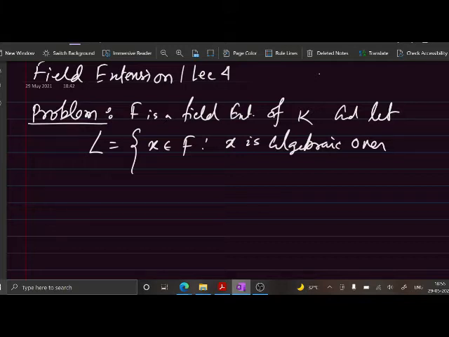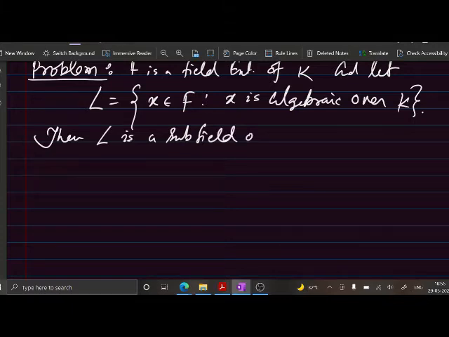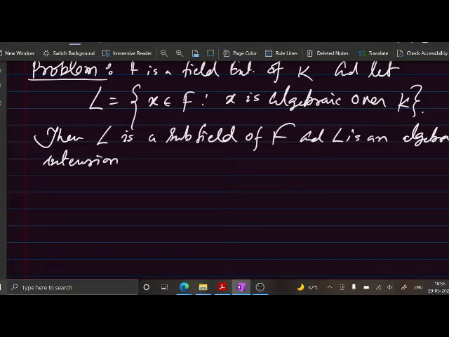ঠিক আছে, চলো। So if algebraic over K, then it is true that this L is going to be a subfield of F, and L is an algebraic extension of K. Okay.